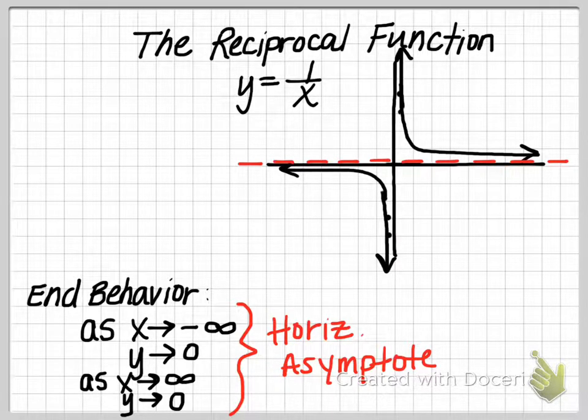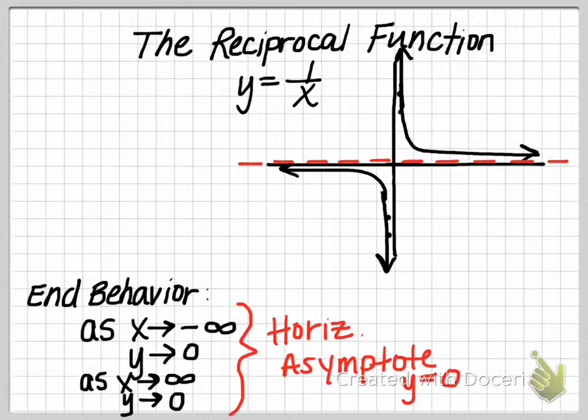In this case, it's getting very close to that horizontal asymptote. It's not actually going to intersect or cross through that horizontal asymptote for this particular function. And the equation for this horizontal asymptote is the horizontal line y equals 0. So our end behavior tells us that we have a horizontal asymptote.